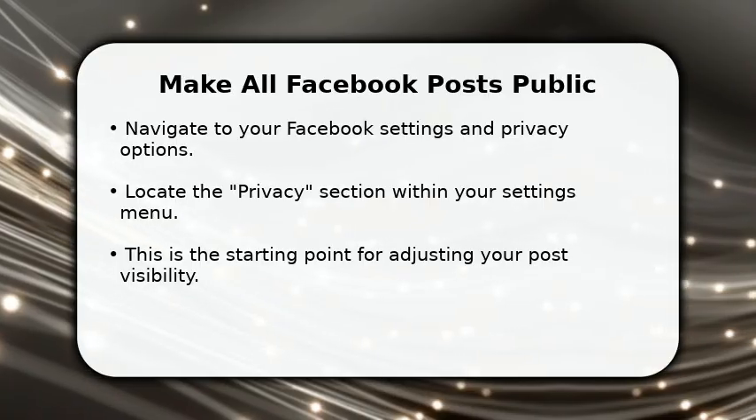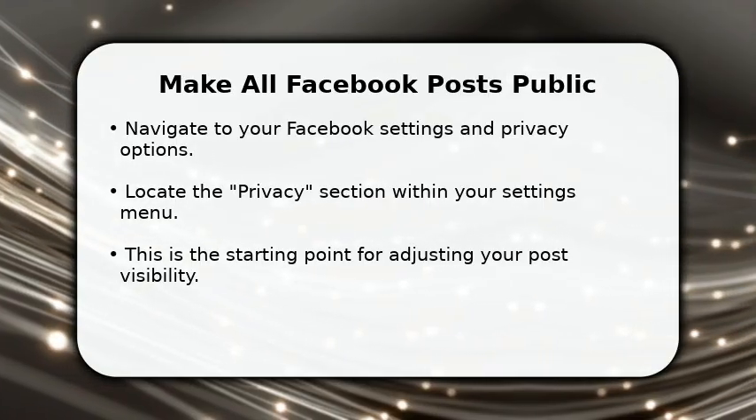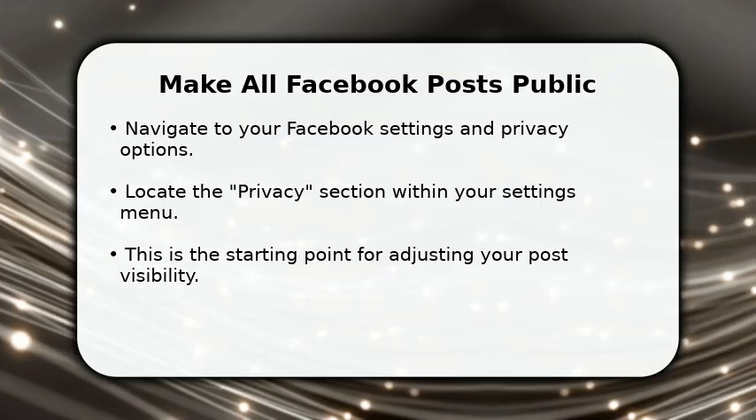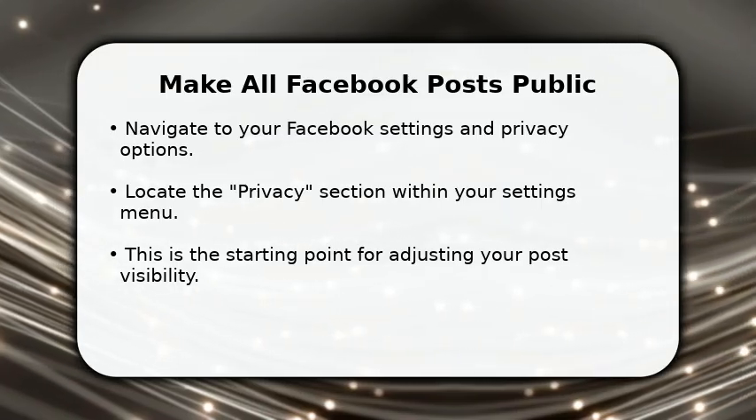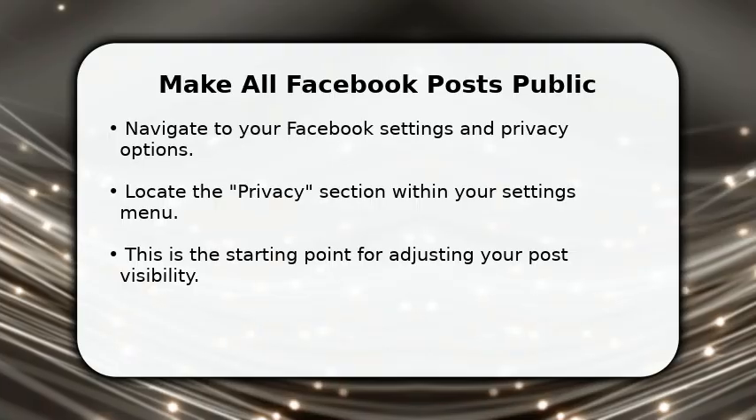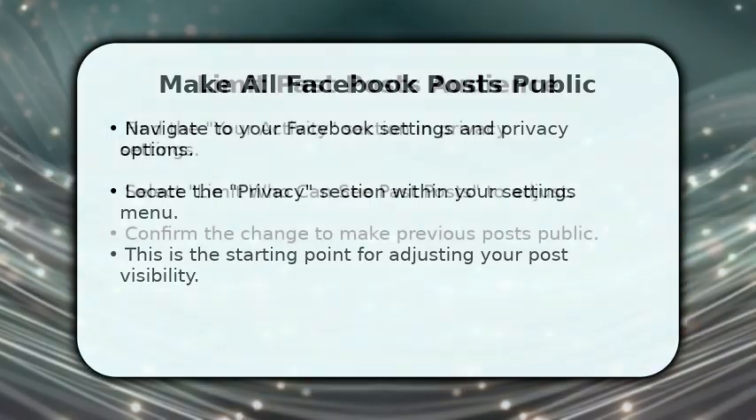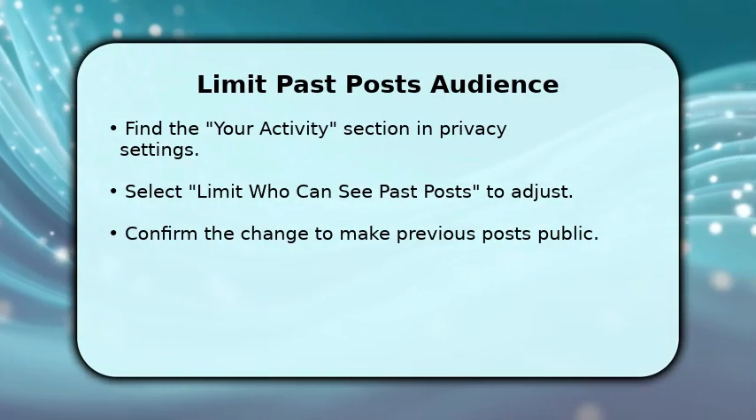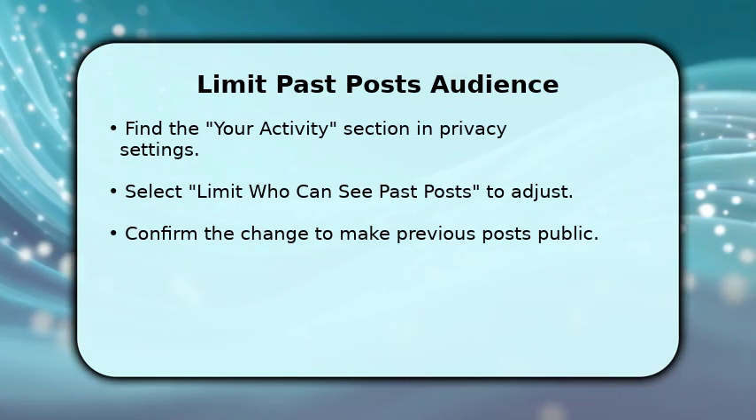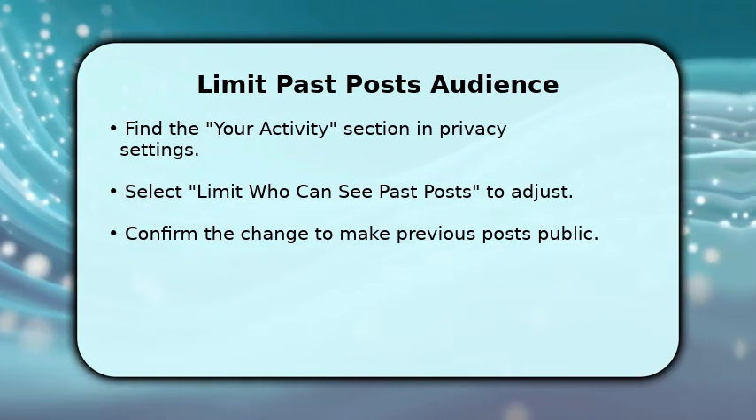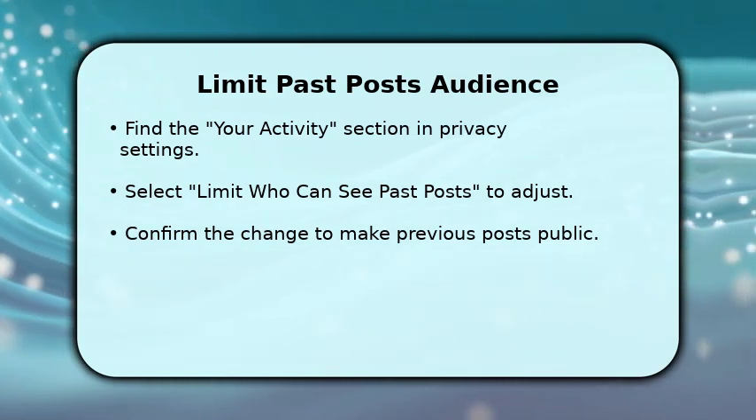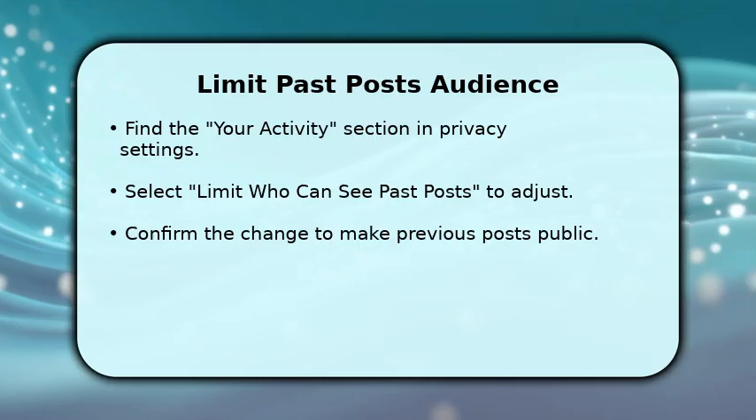From there, select Settings and Privacy, then proceed to Settings. This will take you to your main account settings where you can begin adjusting your post visibility. Next, within your privacy settings, scroll down to Your Activity section. Here, you will find an option labeled Limit Who Can See Past Posts. Click or tap on this.